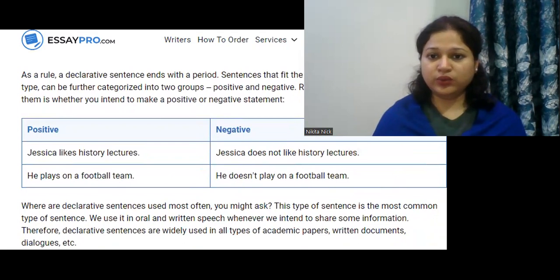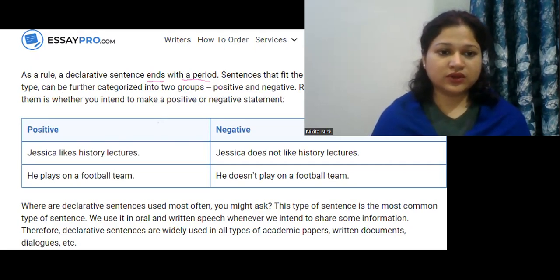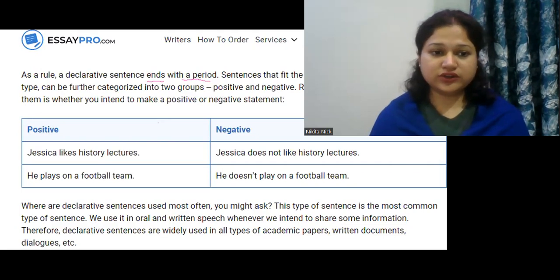I've already shown you in the chart box that in a declarative sentence, we use a period when we end the sentence. So, it fits the definition of being declarative, and it can be further categorized into two types. I have already told you about positive sentence and negative sentence. So, whenever you hear declarative sentence, that means it is positive or negative. Whether you intend to make a positive sentence or a negative sentence, it depends on that.